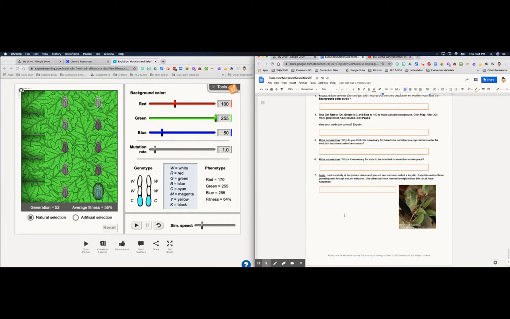Look carefully at the picture below. You will see an insect called a katydid. Katydids evolved from grasshoppers through natural selection. Use what you've learned to explain how this could have happened. So the bug is right here. That is the end of our Gizmo adventure for this section.